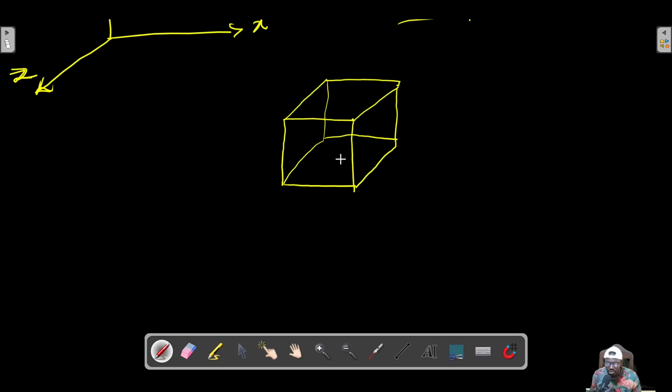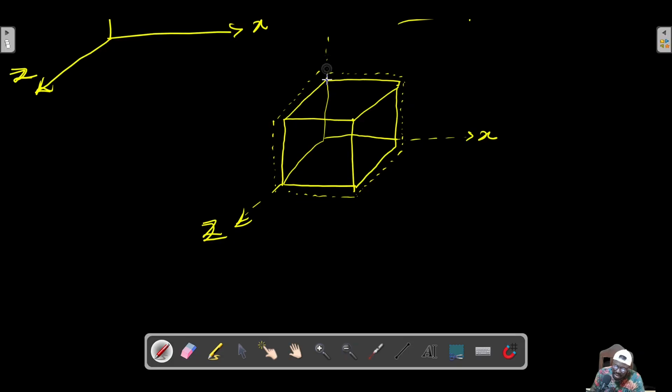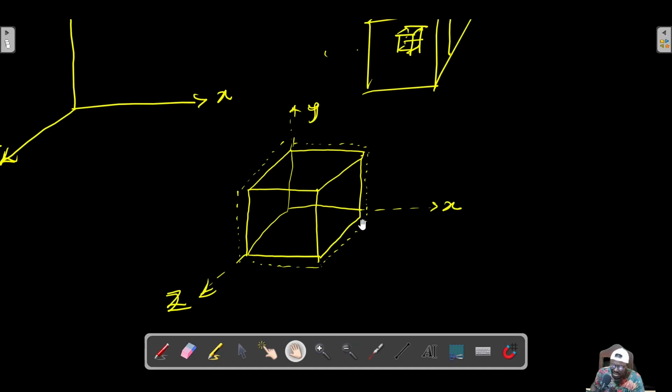Now this is my control volume, and since this is a system, it needs to have a boundary. So this is the boundary of our selected system. Now this particular axis is, as we assumed, our z-axis. This particular axis is our x-axis. This axis as well is our y-axis. Now, beautiful.